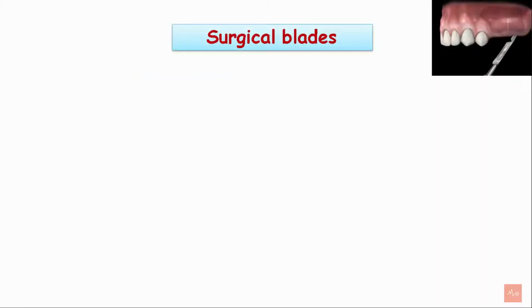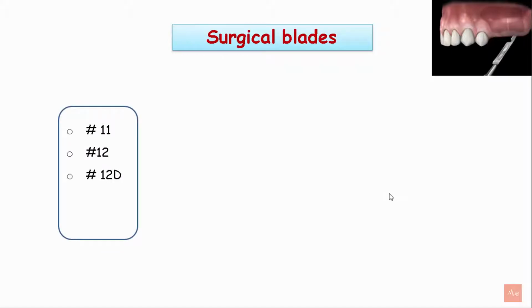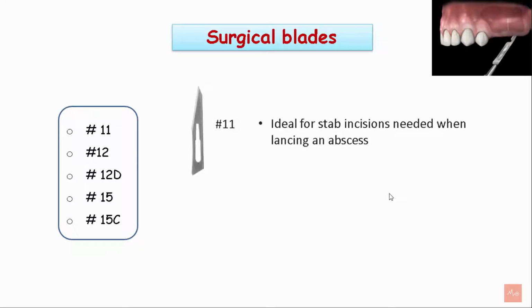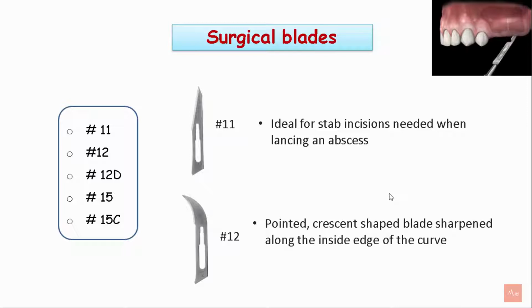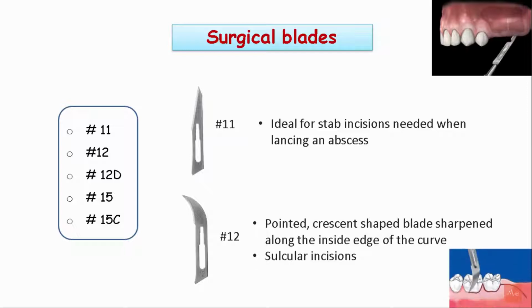Coming to the surgical blades, these are available as number 11, number 12, number 12D, 15, and 15C. The number 11 blade is used for stab incisions when lancing an abscess is required. The number 12 blade is a pointed crescent-shaped blade which has a sharpened edge along the inside of the curve. It is used to perform circular incisions.